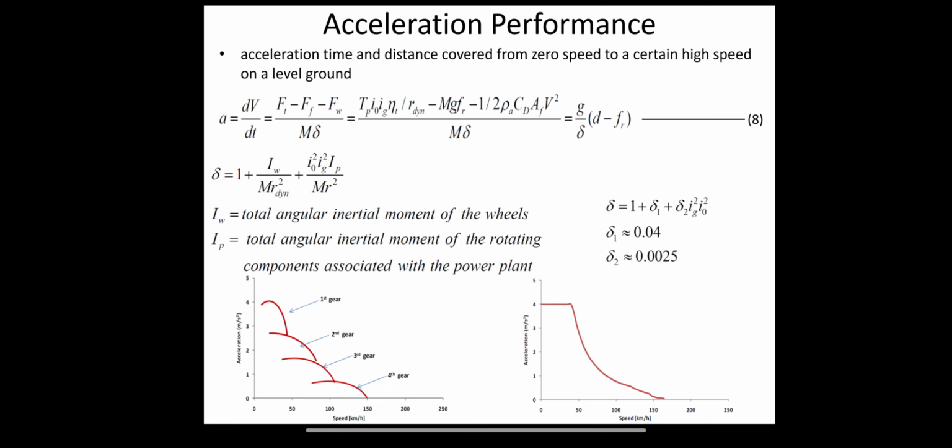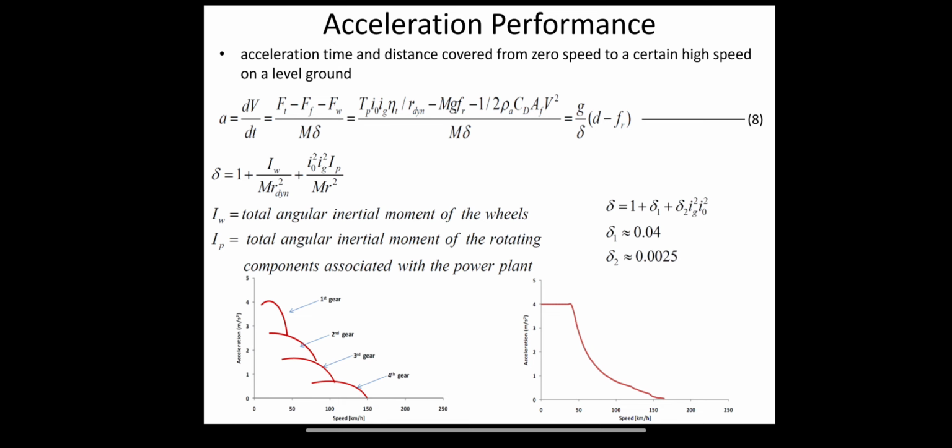The acceleration of the vehicle can be expressed by this equation, equation number 8, where δ is the rotational inertia factor, taking into account the equivalent mass increase due to the angular moments of the rotating components. This mass factor can be written as δ = 1 + Iw / (m r²_dynamic) + Ig i0² ig² Ip / (m r²).